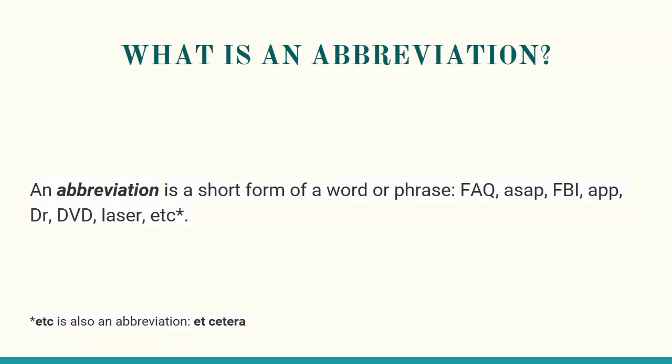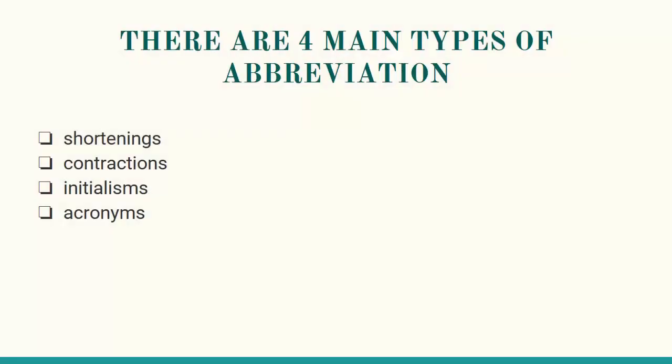And we have an asterisk and etc. because etc. is also an abbreviation, as we can see right below. Then we have four main types of abbreviation. They are shortenings, contractions, initialisms, and acronyms.